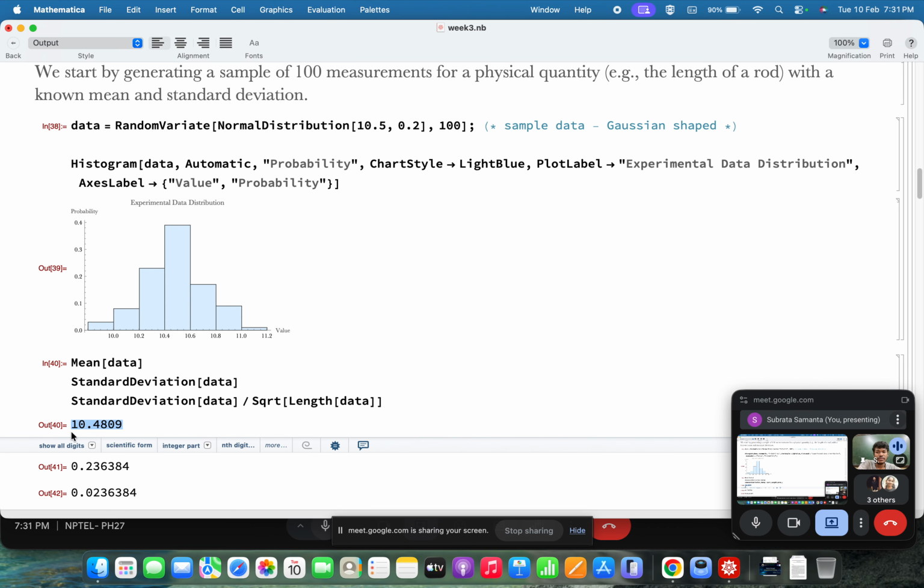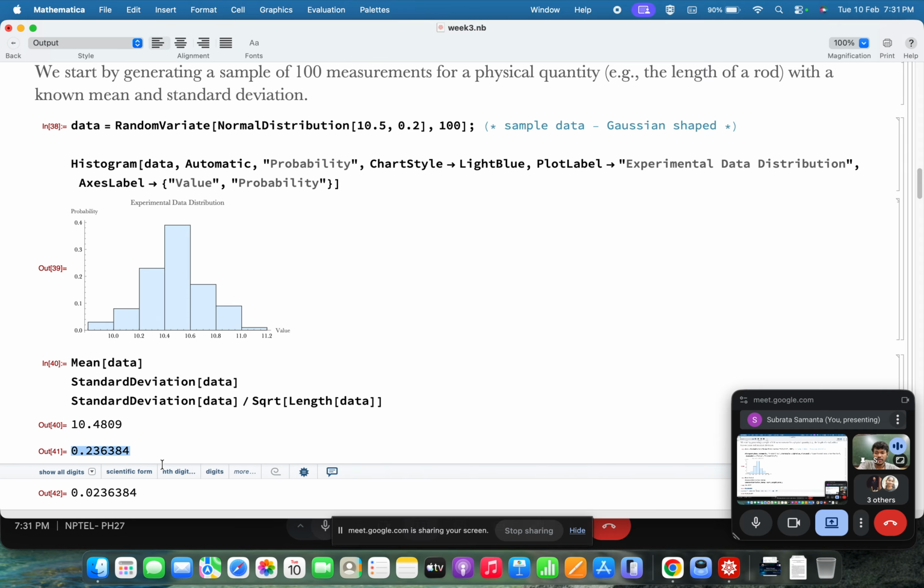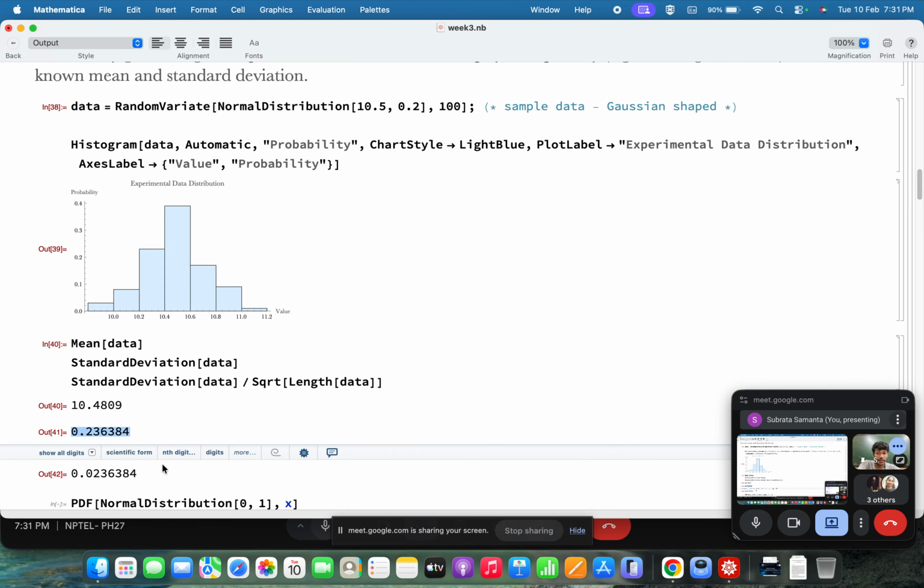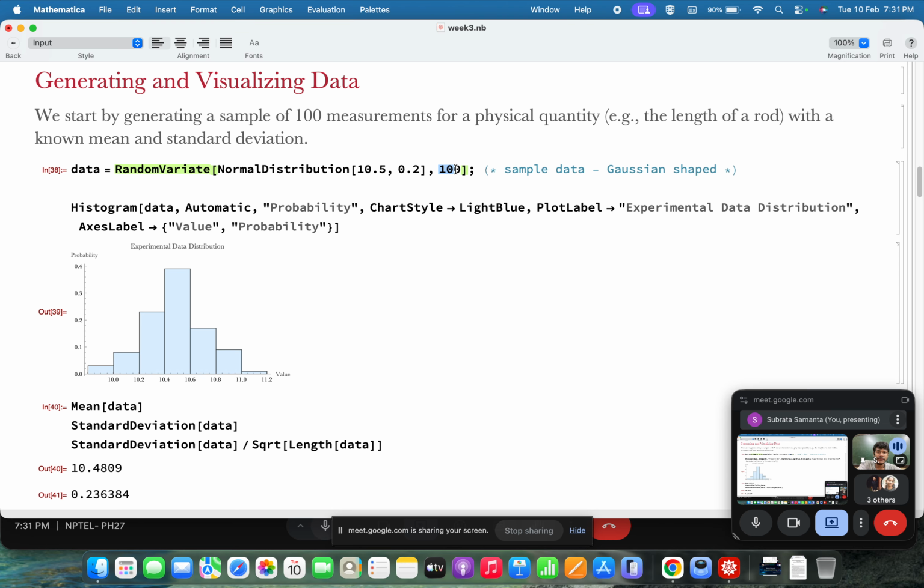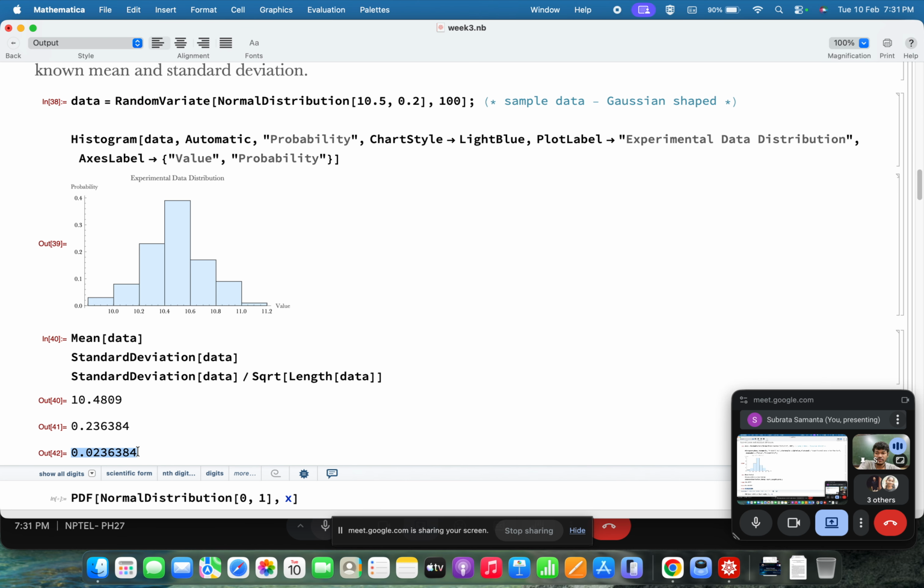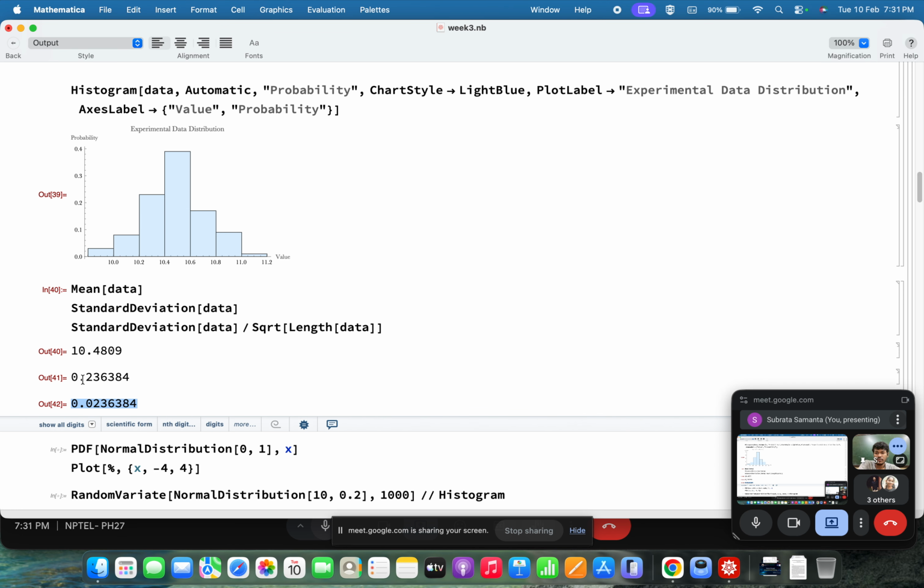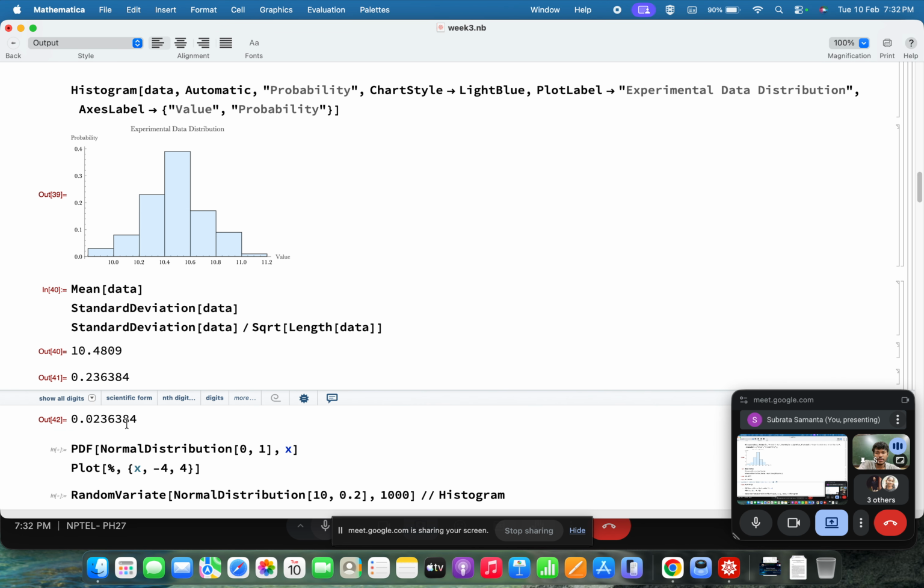So, you see that we are getting different things. 10.48, this is not 10.5, and your standard deviation is 0.2. You generated it from this sample randomly, but you are getting 0.2363. And your error is basically the standard deviation divided by the square root of n. Because we have 100 data points, dividing by the square root of n means dividing by 10. So, it is exactly this, 0.023, right. If you divide it by 10, you get this.